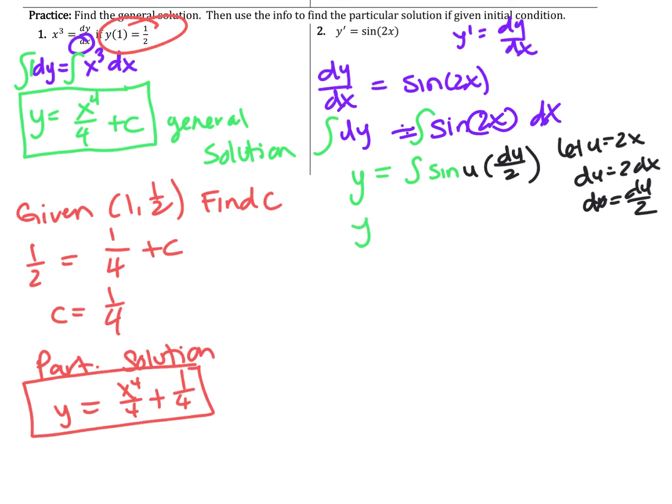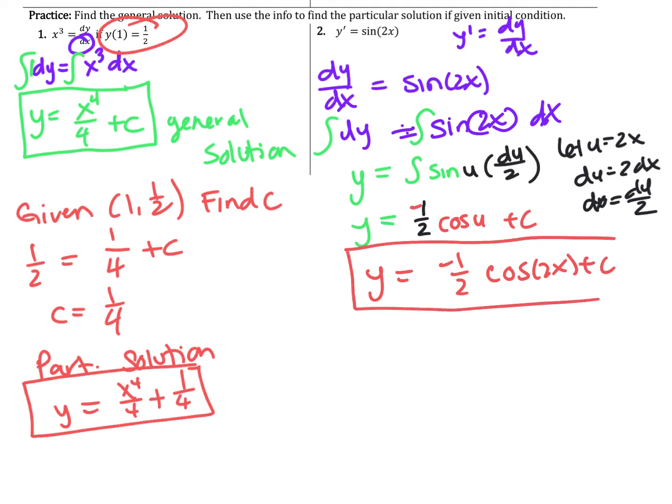So that's going to give us y equals, well, first of all, I'm going to take that 1/2 out in front. What is sine of u the derivative of? Sine of u is the derivative of negative cosine. So I'm going to go ahead and put a negative with my 1/2 and say cosine of u plus c. So our final general solution is going to be y equals negative 1/2 cosine of 2x plus c. This problem didn't give us an ordered pair to find a particular solution, so all we are going to be doing here is finding the general solution.